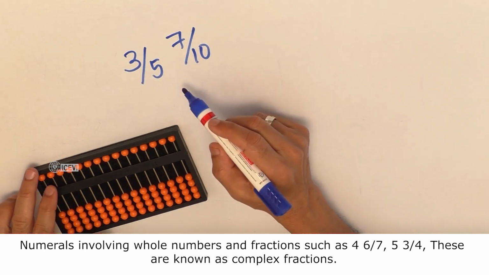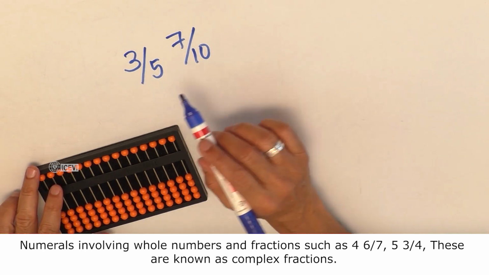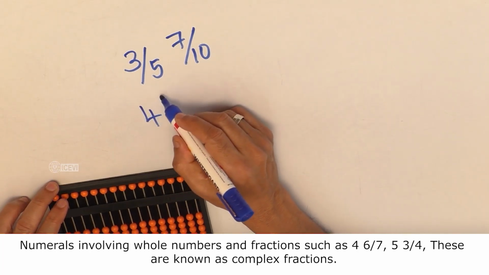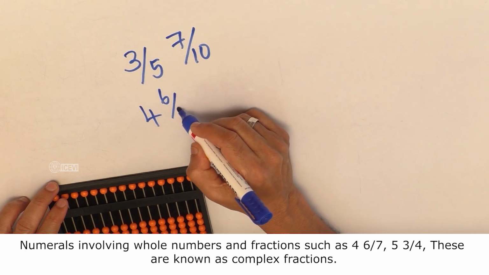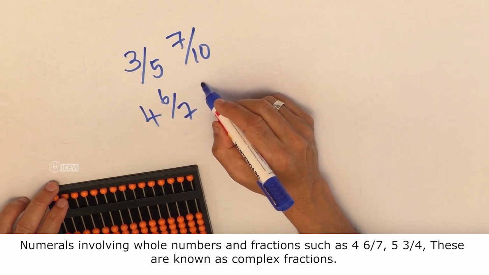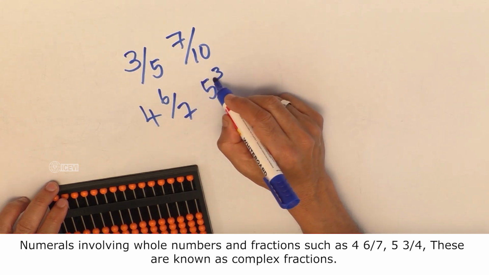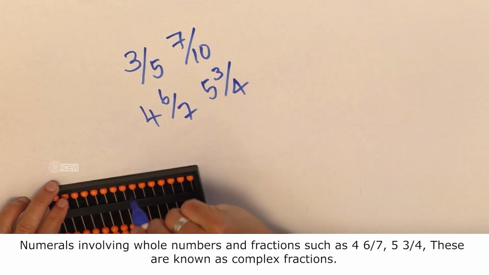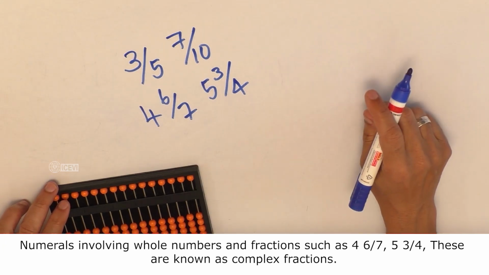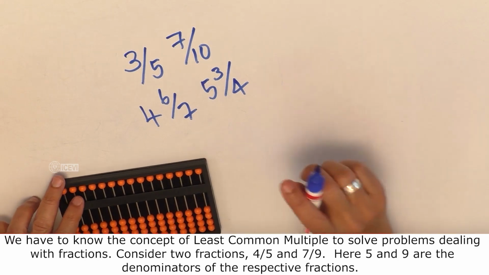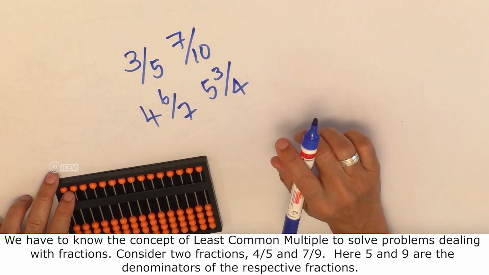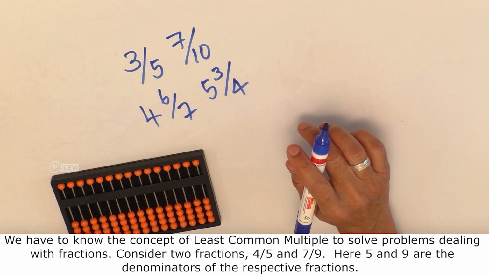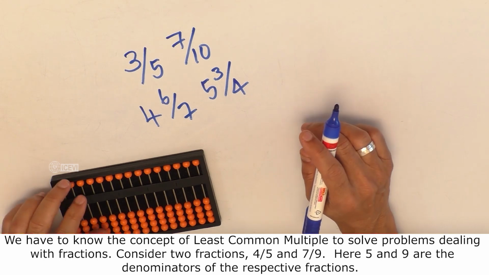Numerals involving whole numbers and fractions such as 4, 6 by 7 and 5, 3 by 4, these are known as complex fractions. We have to know the concept of least common multiple to solve problems in dealing with the fractions.